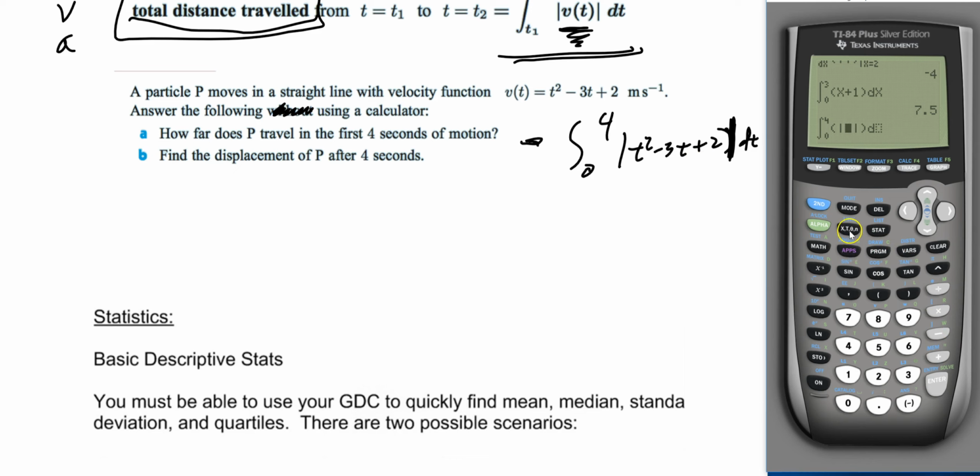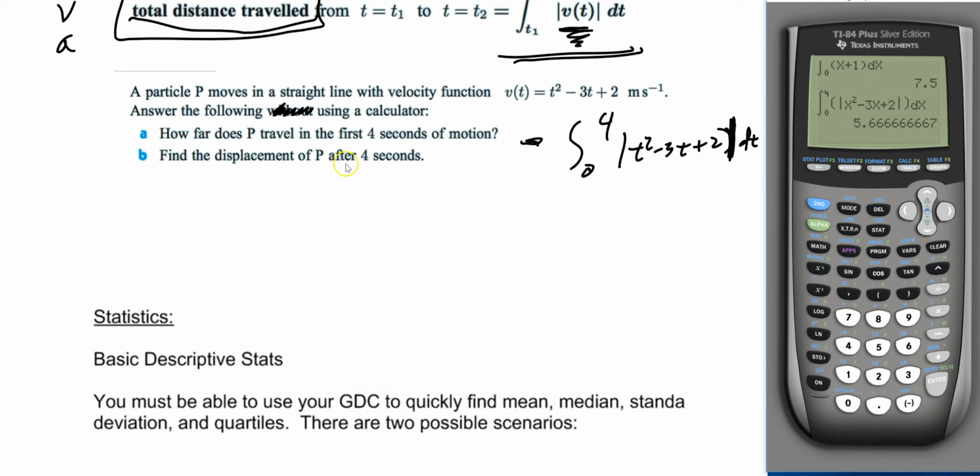Again, we don't have a t, so we're going to use x. Then we put our variable x. You hit enter, and that's the total distance traveled in the first 4 seconds. It's traveled 5.6 meters, or whatever, meters per second.